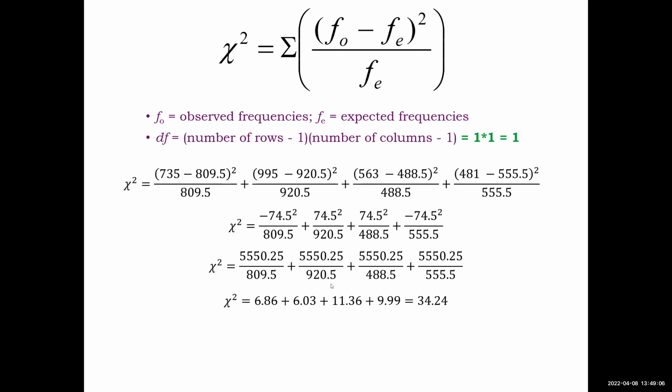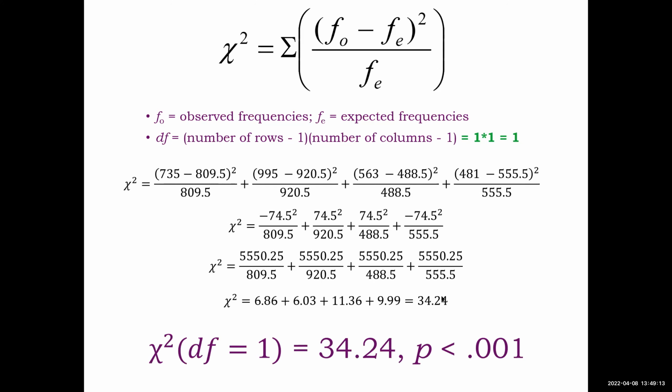We end up with a chi-square value of 34.24. This is pretty big. We already know that our chi-square value from a one-way chi-square, the goodness of fit test, was 11 point something, and with degrees of freedom equals 1, the p-value was 0.0007. So we know that this one's going to be even smaller. We don't even have to look it up, but you could if you wanted to. So what does this mean?